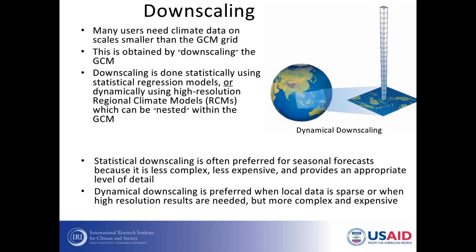Many users need climate data on smaller scales than the GCM's grid, and this can be obtained through downscaling the GCM output. Downscaling is done statistically using statistical regression models or dynamically using high-resolution regional climate models, RCMs, which can be nested within the GCM. Statistical downscaling is often preferred for seasonal forecasting because it's less complex, less expensive, and provides an appropriate level of detail. Dynamical downscaling is preferred when local data is sparse or when high-resolution results are needed, but it's more complex and expensive.